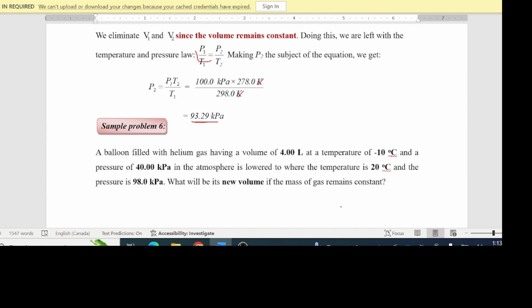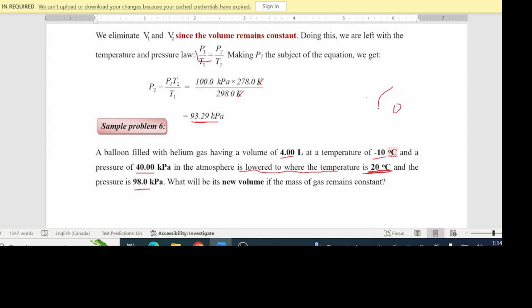What's this one now? Now you're given some stuff here. You have a helium balloon with that volume and at this temperature, okay? And you get the initial pressure. So you have 3 things right here now: volume, temperature, and pressure. And it is lowered to where the temperature now is 20 degrees Celsius, okay? So it's high up in the atmosphere, it's coming down now, coming closer to the earth, right? And the temperature now is higher there, and the pressure, of course, is higher.